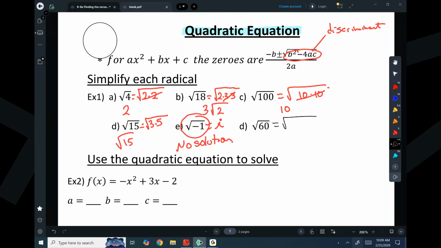Let's do 60. How do we break down 60? 6 times 10, right? And what does 6 break down to? 2 times 3, and 10 breaks down to 2, 5. What do I have? I have a pair of 2s, so I take out a 2. 2 root, yeah, let's knock off the 2. 2 goes with 2, right? And then 2 root 15. All right? You can approximate these sometimes, and sometimes on your homework you're going to have to approximate them. You just type it into a calculator, figure out what it is. Okay?